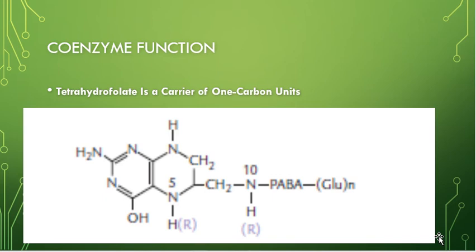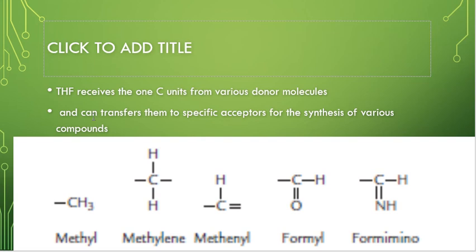The function of tetrahydrofolic acid is that it is involved in one carbon metabolism. In one carbon metabolism, it accepts the one carbon unit, and here are the points of attachment, N5 and N10. The tetrahydrofolic acid receives the one carbon unit from various donor molecules and can transfer them to the specific acceptors for the synthesis of various compounds.